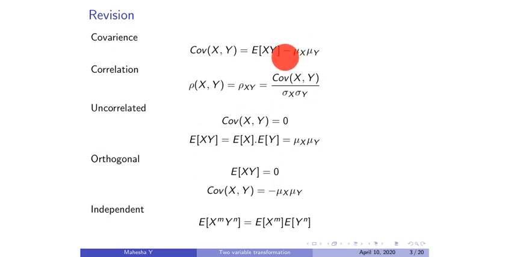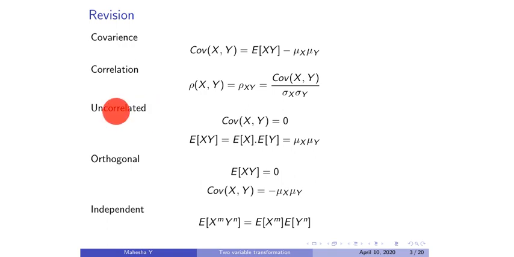Whatever things we are studying in the next classes depend on these equations. So remember these two equations. Simply, covariance of xy is expectation of xy minus mu x mu y, and correlation coefficient is covariance divided by the product of standard deviations.